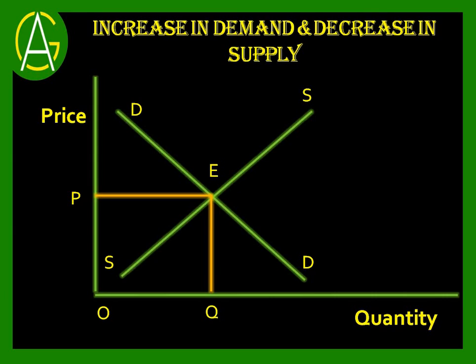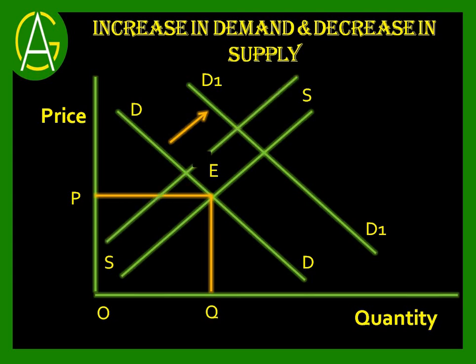Now increase in demand and decrease in supply. This is increase in demand. Demand increases, it means that demand curve will shift to right side. A new demand curve is found, D1 D1. But at the same time there is decrease in the supply. You know that when there is decrease in supply, the curve will shift to left side. A new supply curve is prepared on the left side of original supply curve. New supply curve S0 S0 is presented.